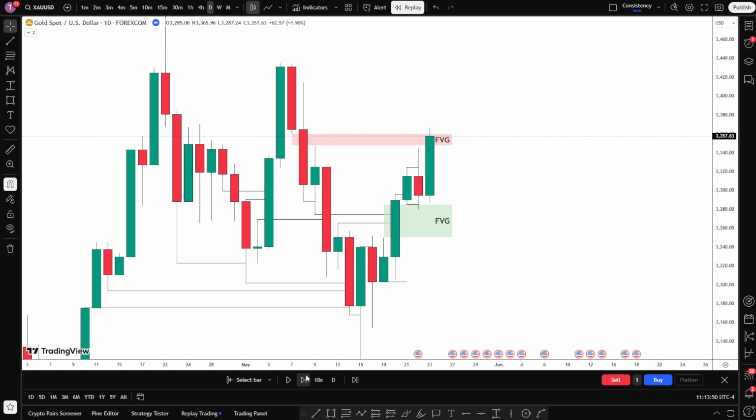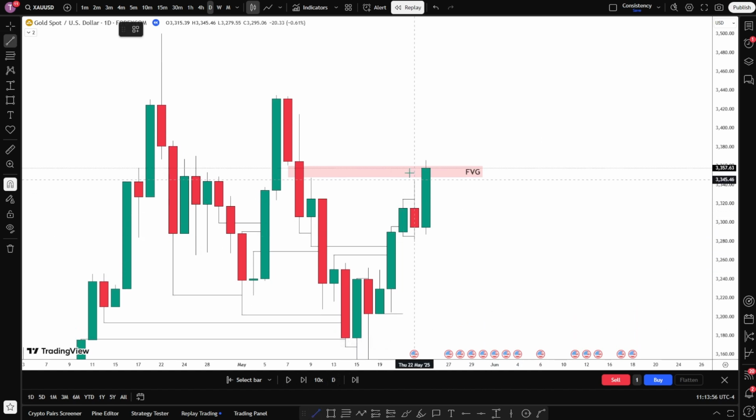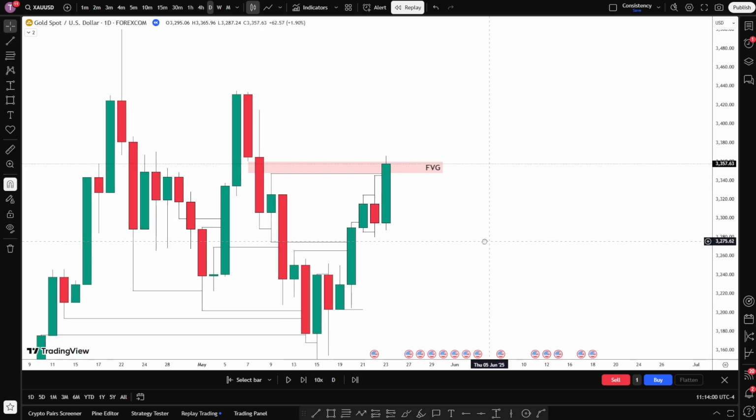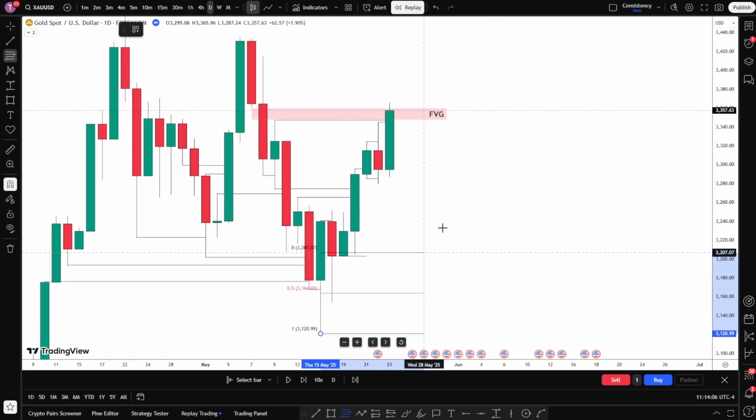So what do we get? We get a run taking out this. Absolutely perfect. So as you can see, targets could have been the previous day high right here, or the target could have been this fair value gap here. Now, looking how we've closed holding this perfectly, and we are still very overextended yet again.